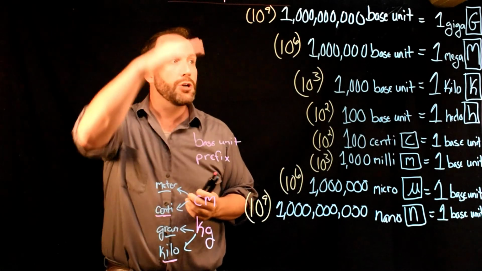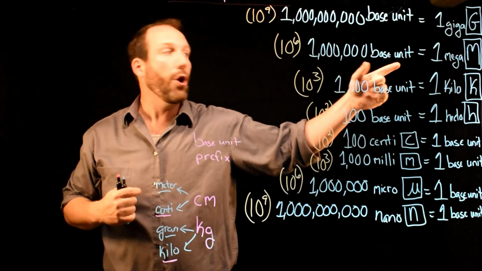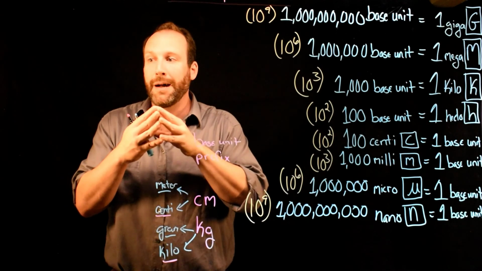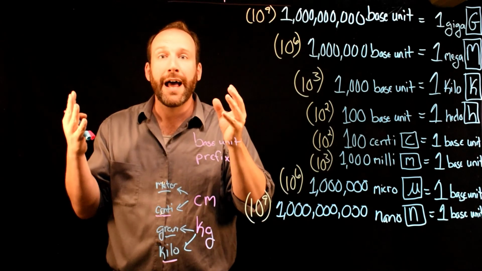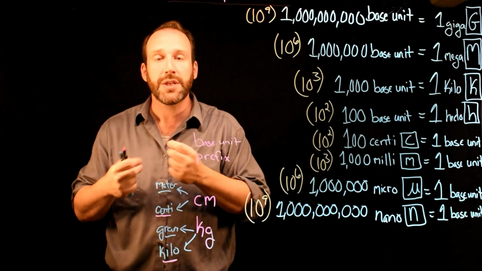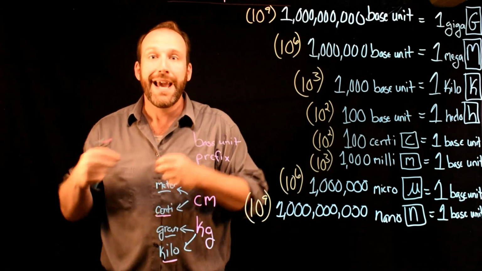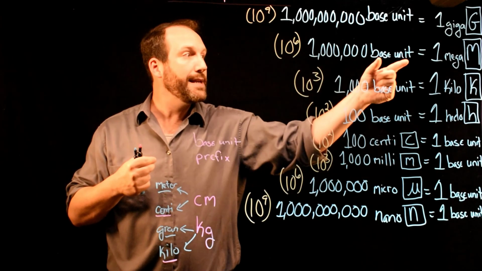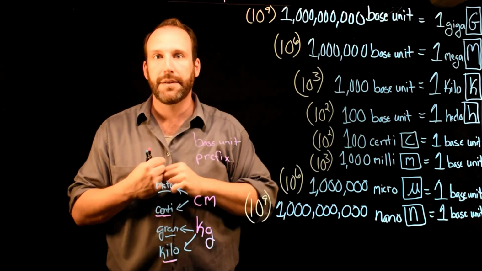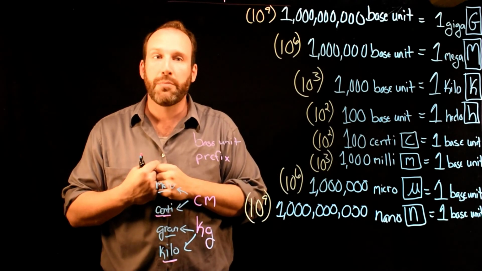Right? Even larger than that, if we had 1,000,000 base units, we would call that a mega of something. So let's say a length of time lasted 1,000,000 seconds. Okay? Second is a base unit in the metric system. So we could say that 1,000,000 seconds is the same thing as 1 megasecond. Okay? Mega is the prefix. Capital M is the abbreviation.